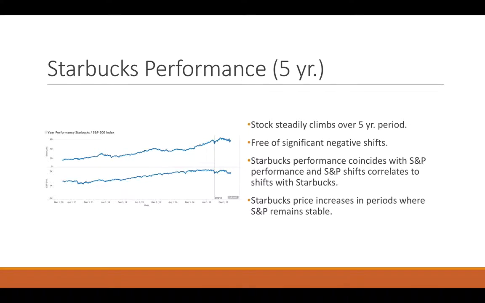And here we see the performance. Over the 5-year period of the performance, you notice that Starbucks gradually increases over time. There's a couple points where it actually dips down, but those coincide with actual S&P 500 dips themselves. As you can see, approximately 824.15, there was a shift in S&P where it was also noticed in Starbucks stock performance.